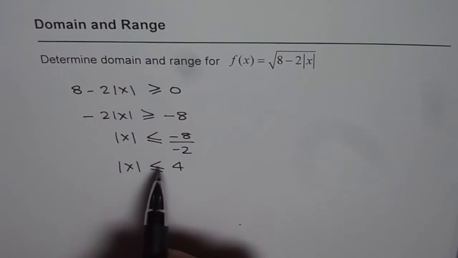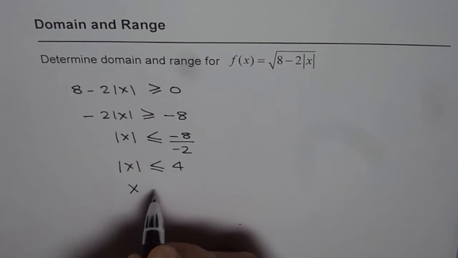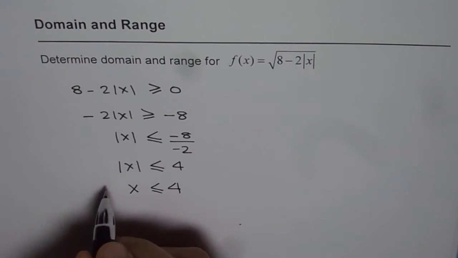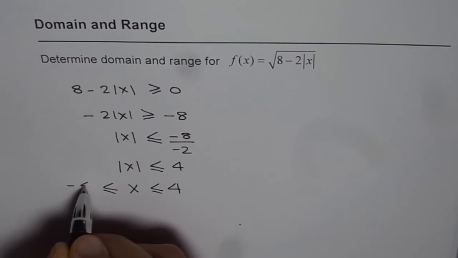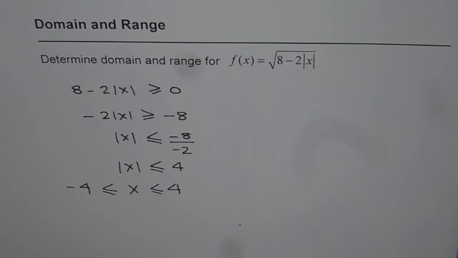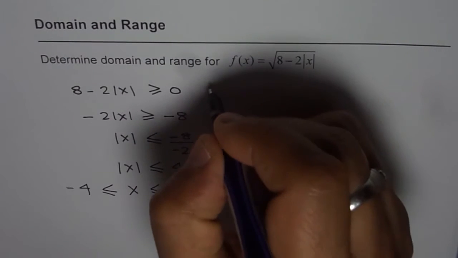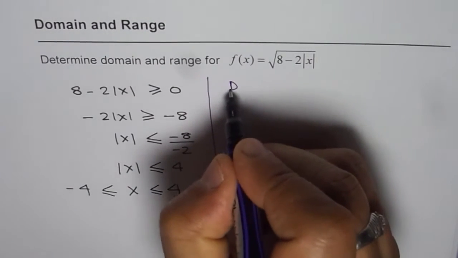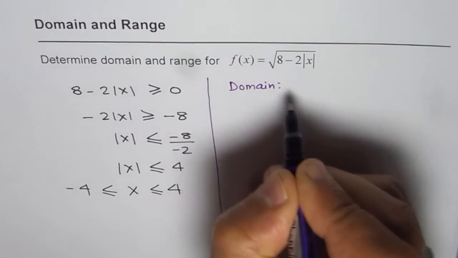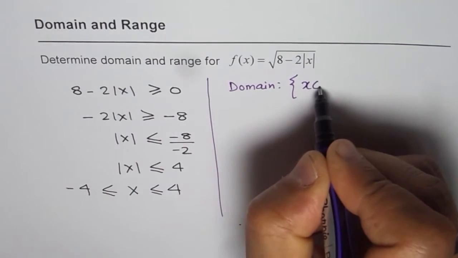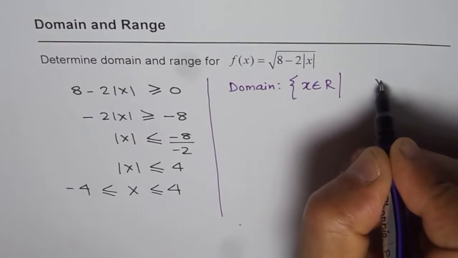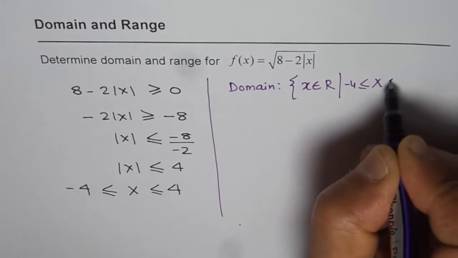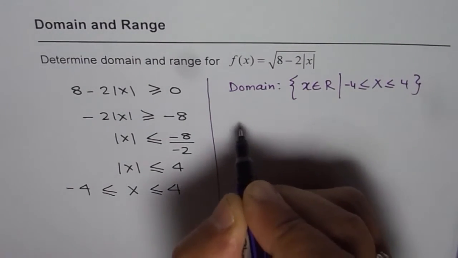If the absolute value of x is less than or equal to 4, it really means that x is less than or equal to 4 but greater than or equal to minus 4. So that is how we solve the inequality. Solving this inequality, we get x is between minus 4 and plus 4. So that is the domain for the given function, right? So we can write the domain as x belongs to real numbers so that x is greater than or equal to minus 4 and less than or equal to plus 4. Now how about the range?